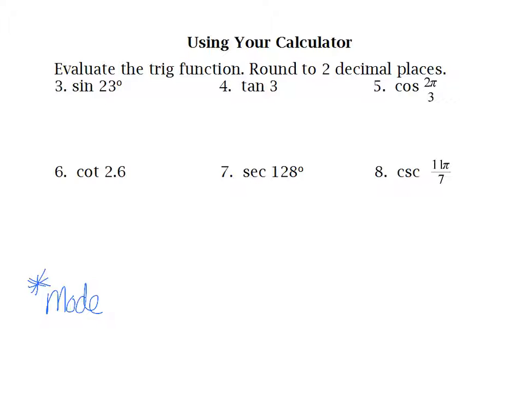Once you're in degree mode, then it's as simple as just typing sine 23, press enter, and the sine value is 0.39. It says to round to 2 decimal places.